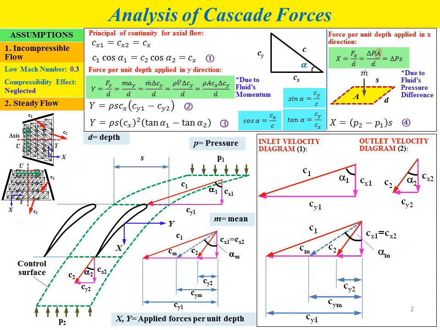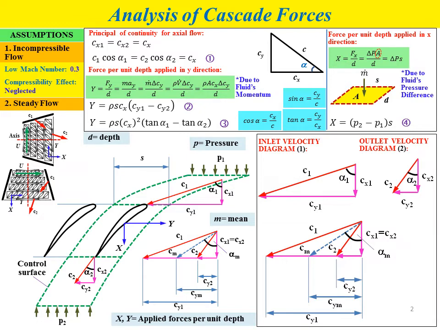A actually refers to the area of the cascade blade where the fluid flows through the cascade blade, and the mass flow rate of the fluid is perpendicular to the A area. So A equals S times D. S represents the spacing distance and D represents the depth of the cascade blade. So now we get the equation for X force, where X force equals P2 minus P1 times S, the spacing distance. So we get equation number 4.